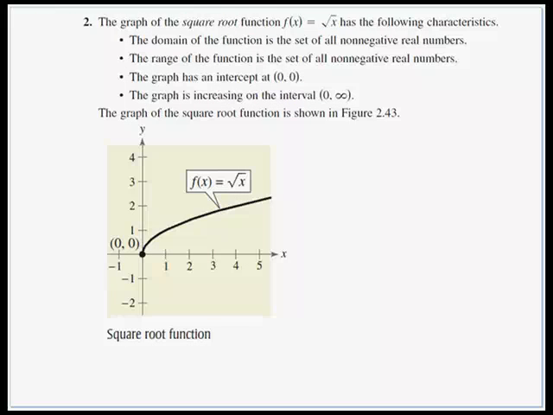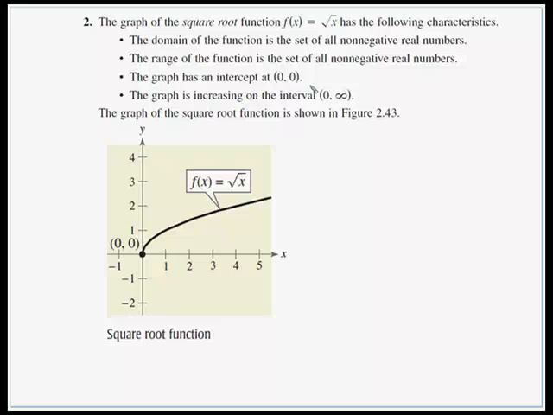The square root function, square root of x, has the following characteristics. The domain, the numbers we can put in, are non-negative. We only put in positive x values. Negative x values over here are not defined. The range of the function is also non-negative real numbers. When you take the square root of a number, only positive numbers pop out. So our y values, our range, is only positive y values. That keeps our square root function firmly in the first quadrant.